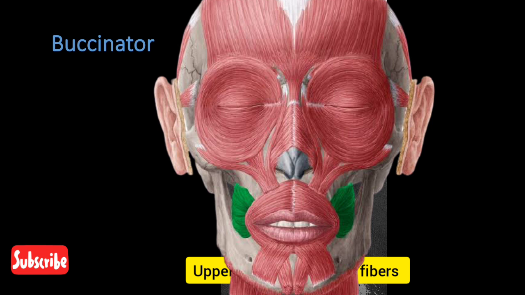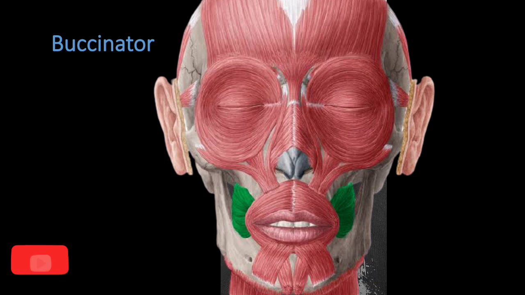So it is simple. Upper fibers from the upper molar teeth get inserted into the upper lip, and lower fibers originate from the lower molar teeth and get inserted into the lower lip. Now the middle fibers originate from the pterygomandibular raphe, and the middle fibers decussate. They do not have a proper insertion, but they decussate.